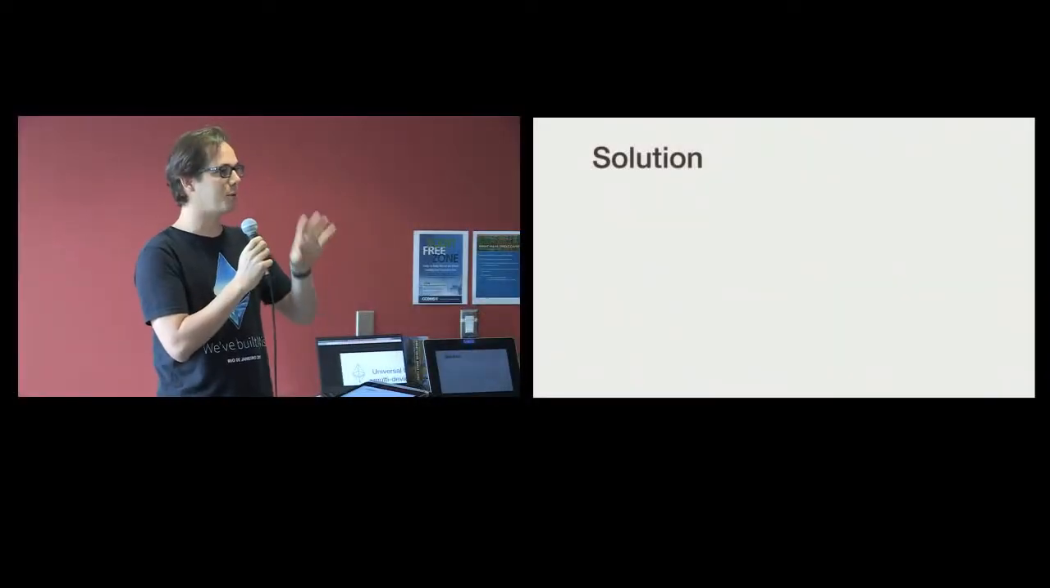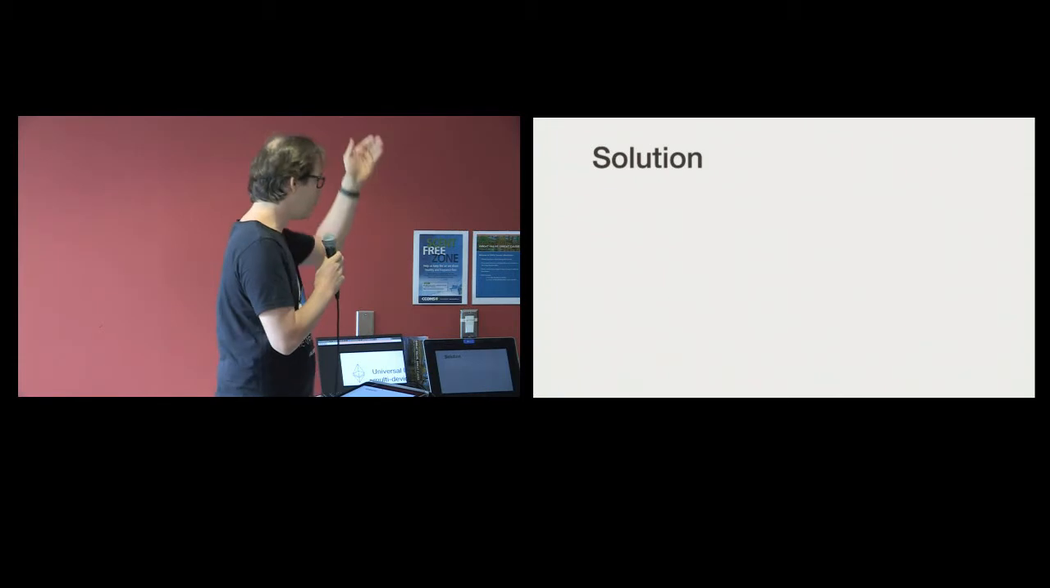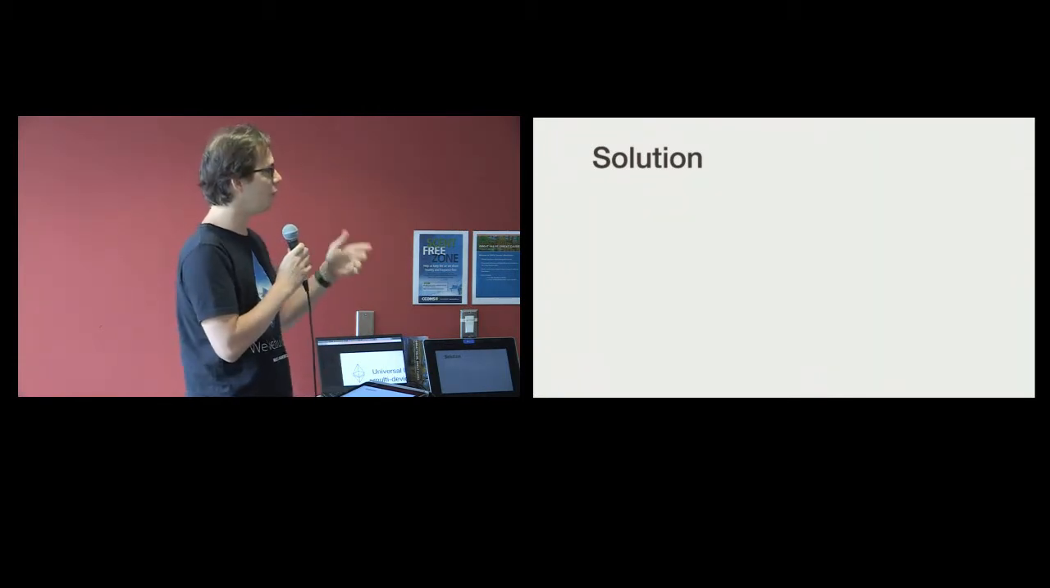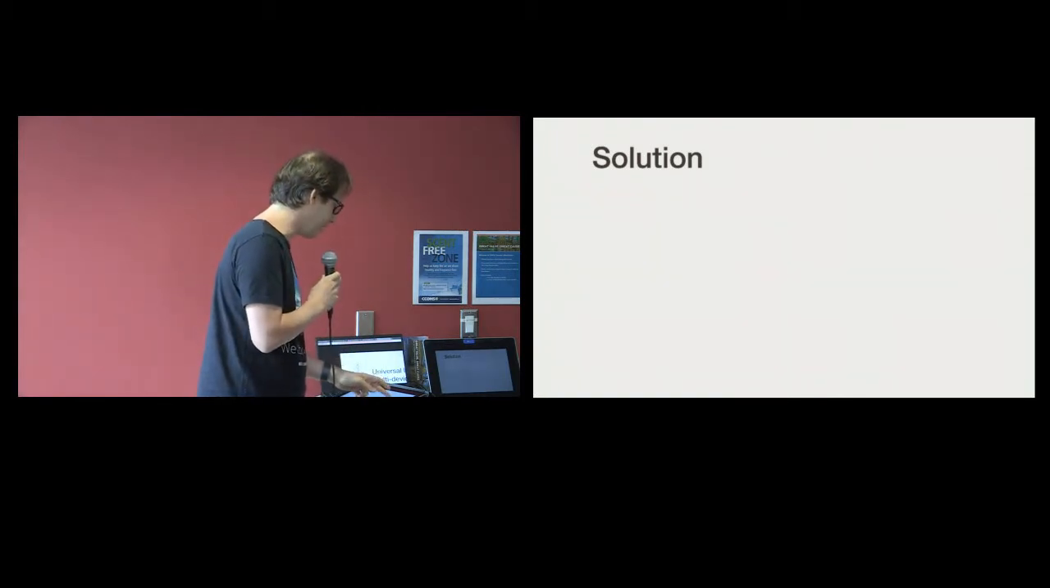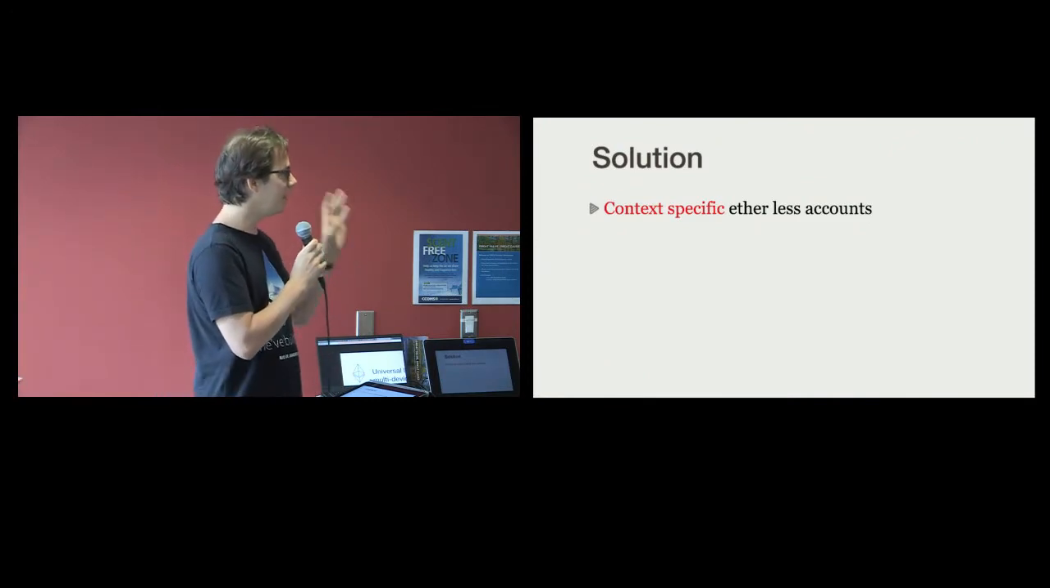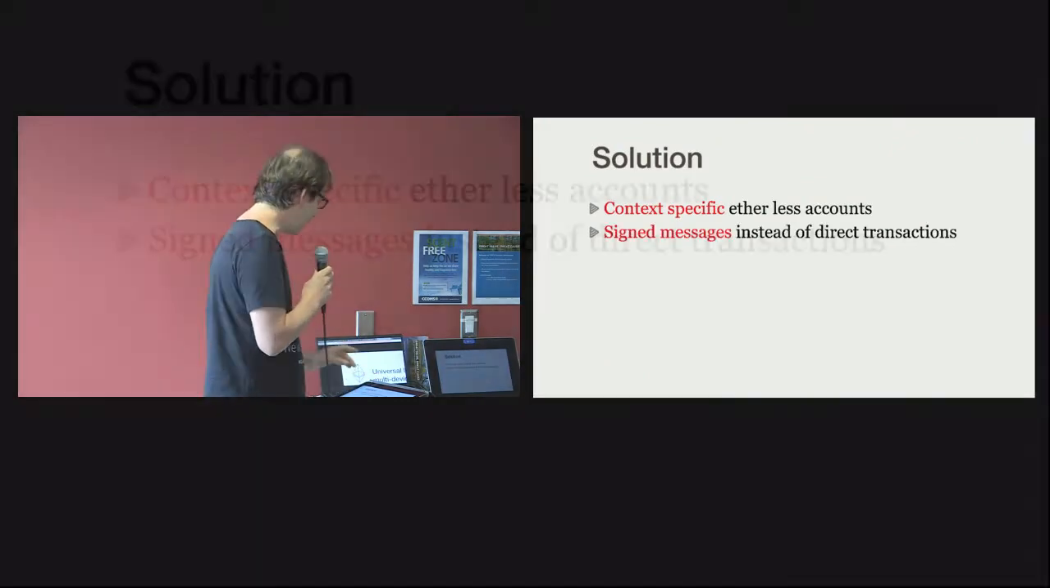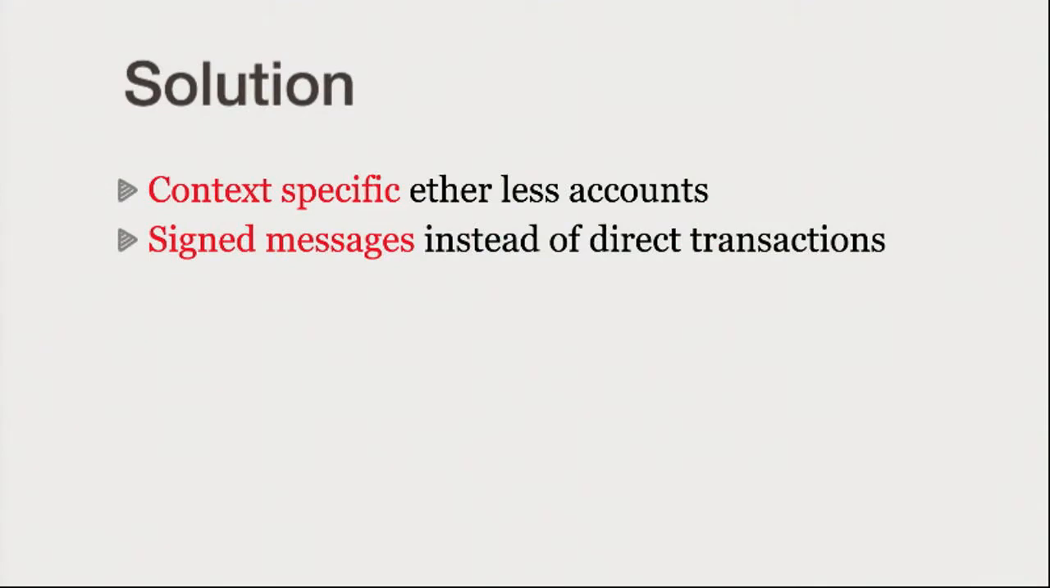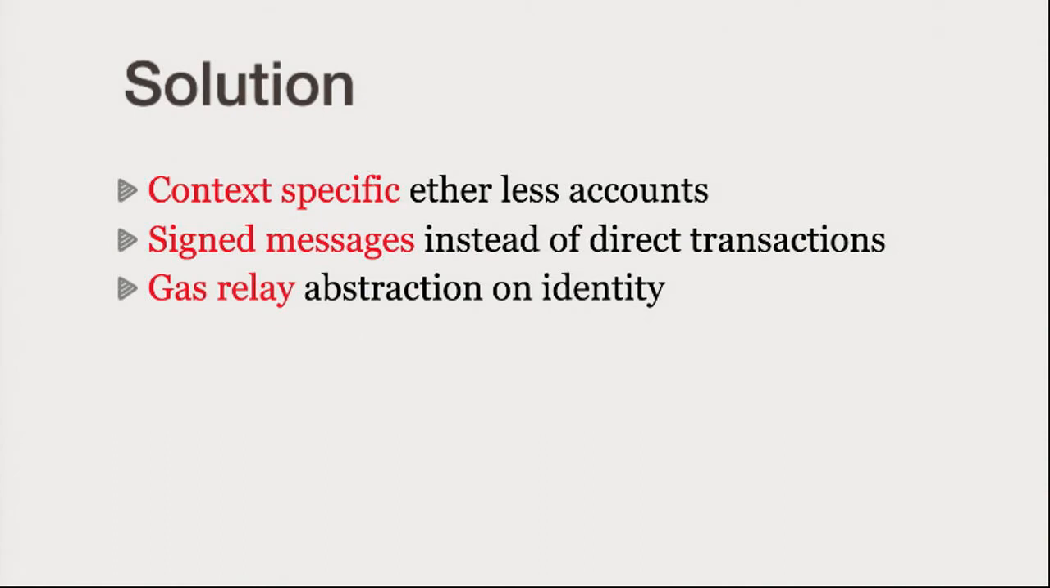So here's the solution that I want to try to present today. I'm going to go through it, and then I'm going to go through each point slowly. Let's have context-specific Etherless accounts. Let's use them to do signed messages instead of transactions. Then we can do a gas relay abstraction on an identity. I'm going to go into that.